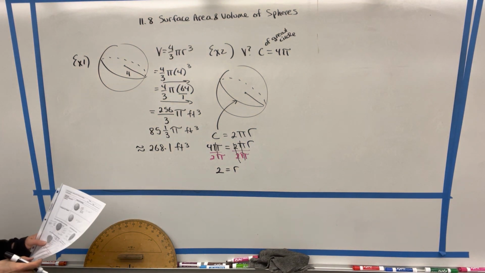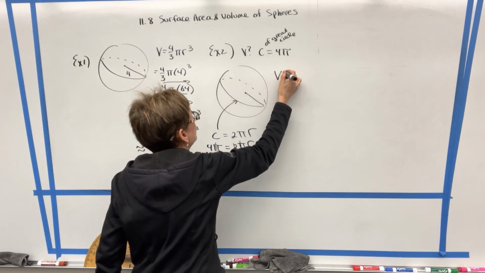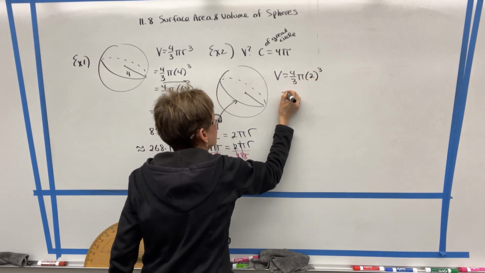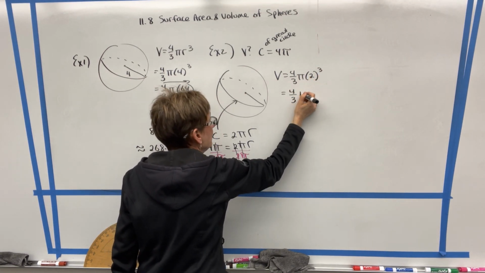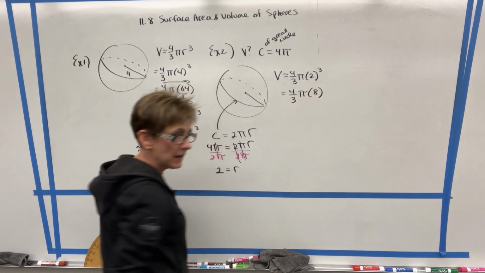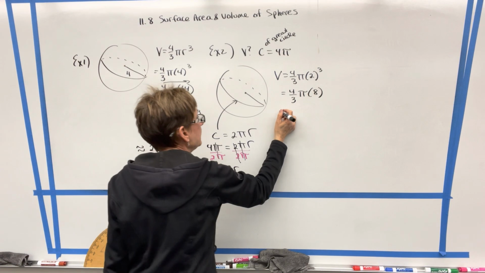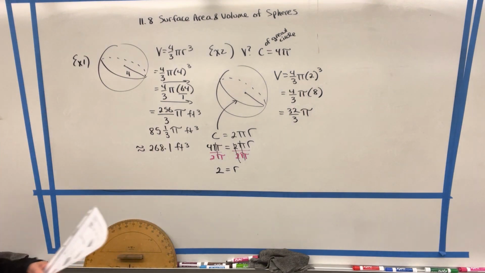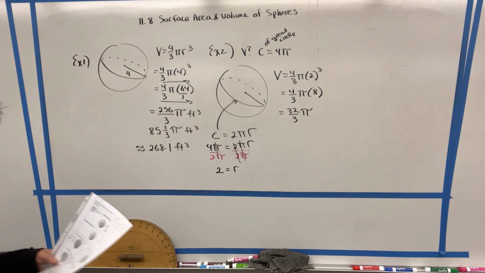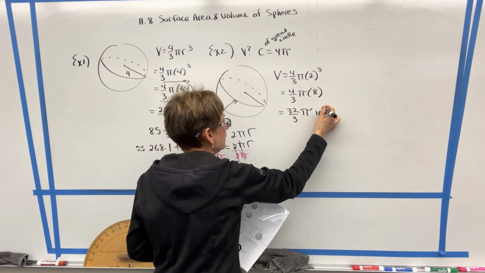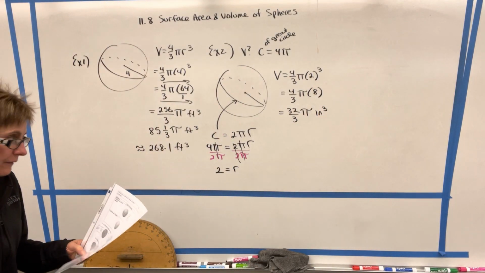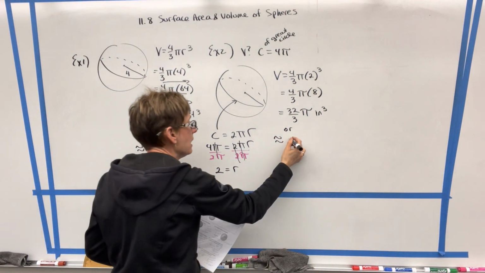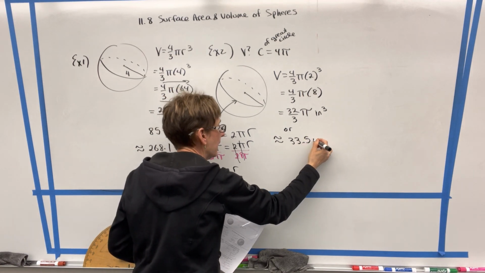Now what I can do is go ahead and use my formula for volume and plug in 2 for r. So remember, I do want to follow PEMDAS and cube my 2 first. And then 8 times 4 is 32. So personally, I would just leave that as 32 over 3 pi. Let's say this is in inches. That would be inches cubed. If I want to turn it into a decimal by multiplying it by pi on my calculator, I would get about 33.5 inches cubed.